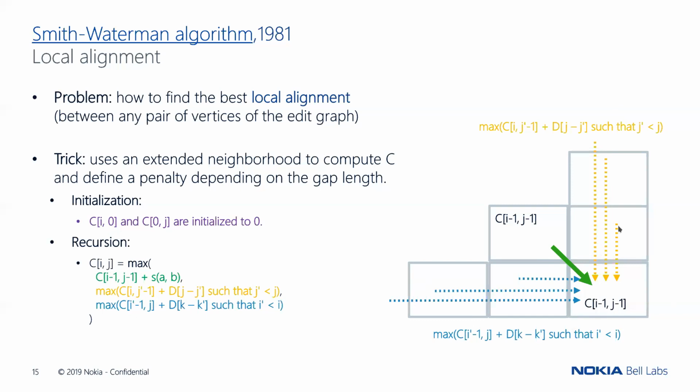And of course, because the max is associative, you don't need to iterate on the whole column and on the whole row. So this is just a slight variation of the previous algorithm, and often you will hear about Smith-Waterman because it's more generic in one sense than the Needleman-Wunsch algorithm, but this is basically the same idea. It's just a slight variation.